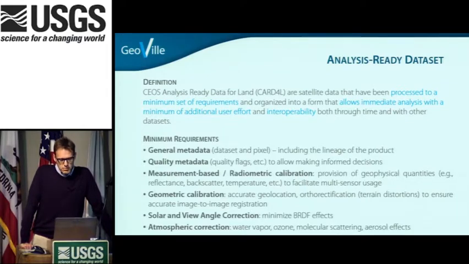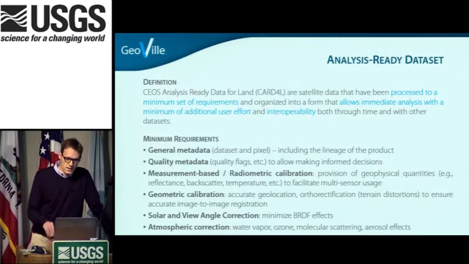The main things they point out is that of course it needs to be processed to a minimum set of requirements, what we already discussed yesterday. It should allow immediate analysis with minimum effort from the user, and should also enable interoperability. The minimum requirements are listed there, for example, to include general metadata, telling you about the history of the data, which is very important. Then quality metadata on a pixel and also data set level.